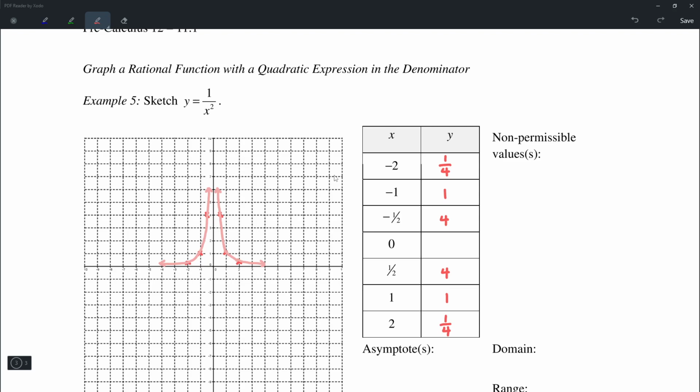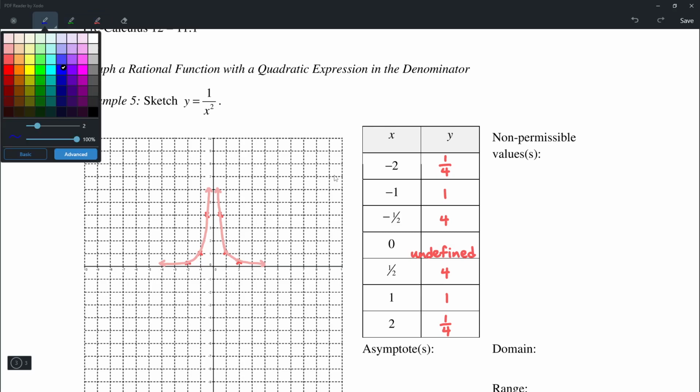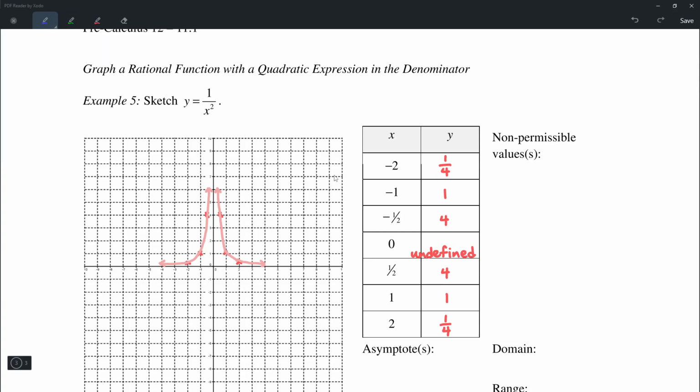So what we notice is that there are no negative values for y that are possible because the x value is always squared, so that makes it positive, and then the reciprocal will still be a positive number. We do get the non-permissible value of x cannot be 0, similar to the first example.